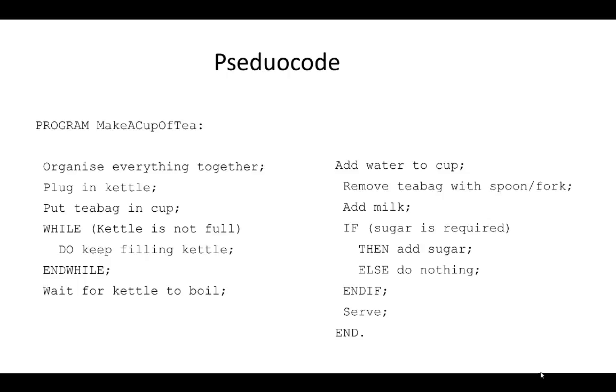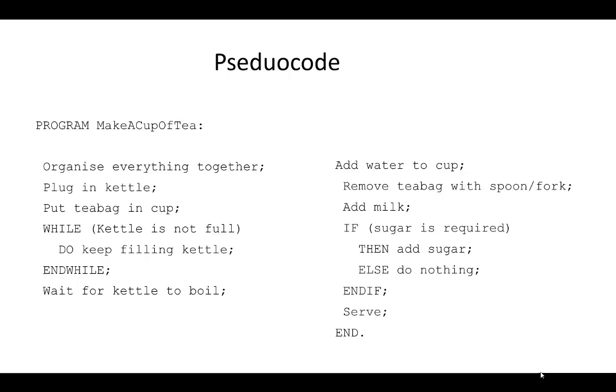So here's our program: make a cup of tea, organize everything together. Plug in the kettle, put tea bag in cup. Oh, this is a different program for doing the same thing. So there are multiple programs that can do the same thing. While kettle is not full, keep filling the kettle. End while loop. Wait for the kettle to boil, add water to the cup, remove tea bag with spoon or fork, add milk. If sugar is required, then add sugar, else do nothing. End of serve. End. Okay, so you get the gist.